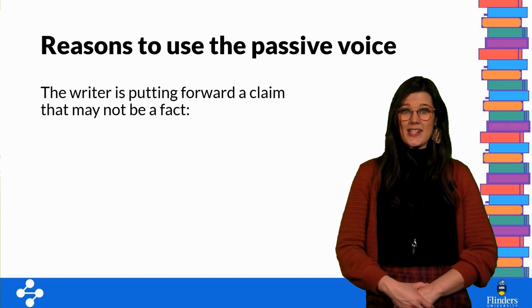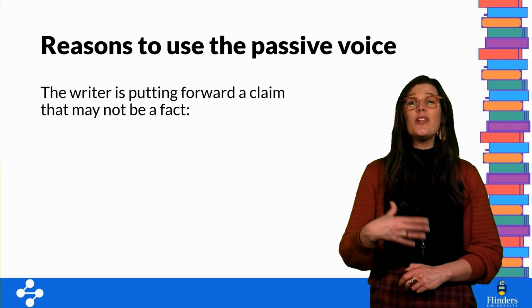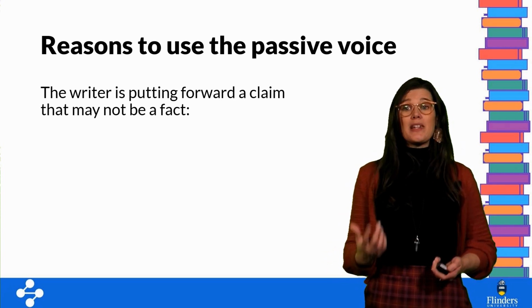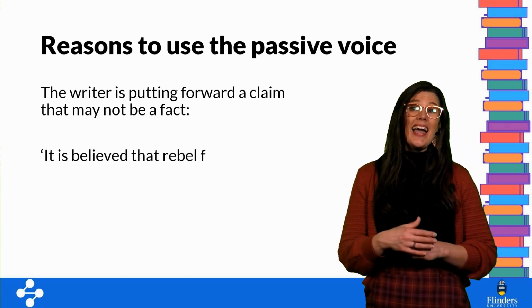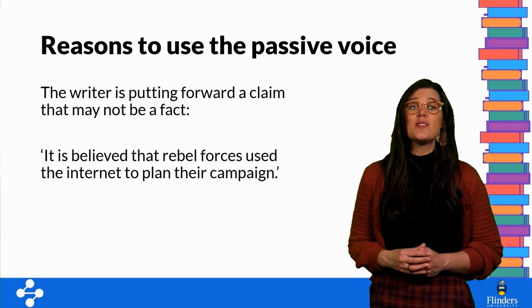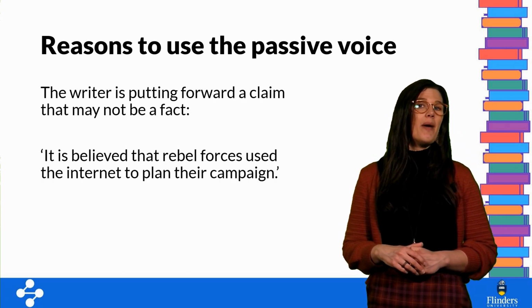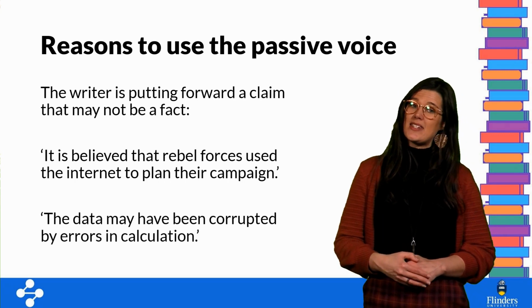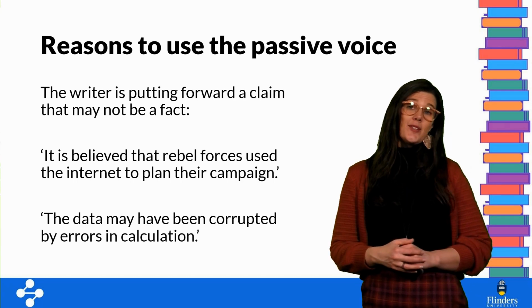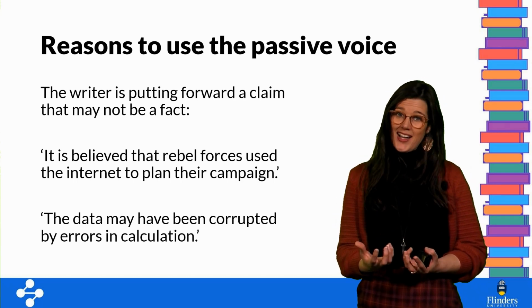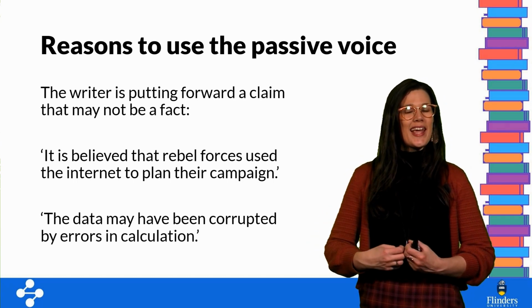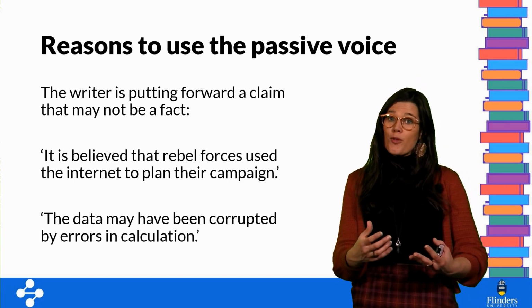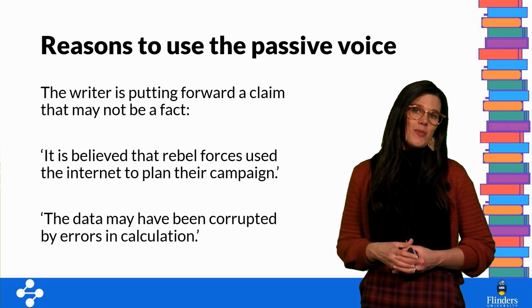The last common reason to use the passive voice is when we're putting forward a claim that may not necessarily be a fact or might be just a belief. So, for example, it is believed that rebel forces used the internet to plan their campaign, or the data may have been corrupted by errors in calculation. And this is a case where it's very useful when we're constructing our arguments or when we're putting forward a hypothesis or a claim, something that we maybe haven't yet proven or we're building an argument upon.